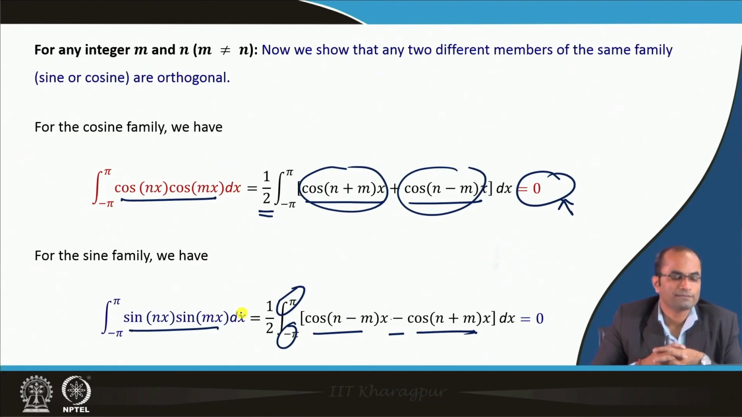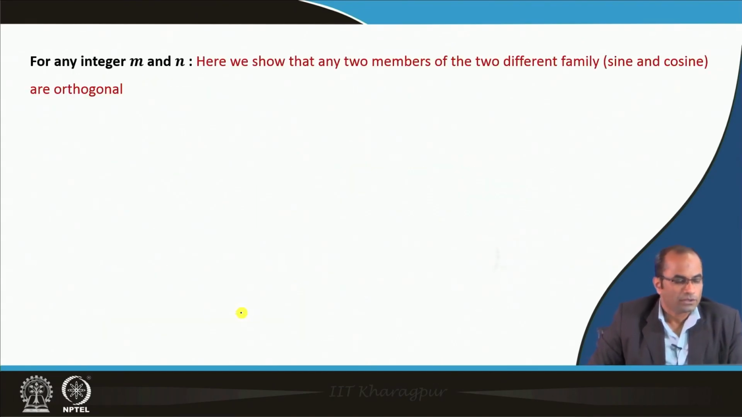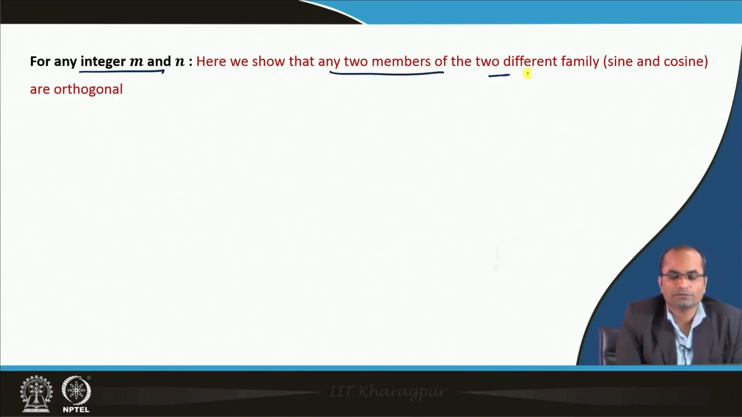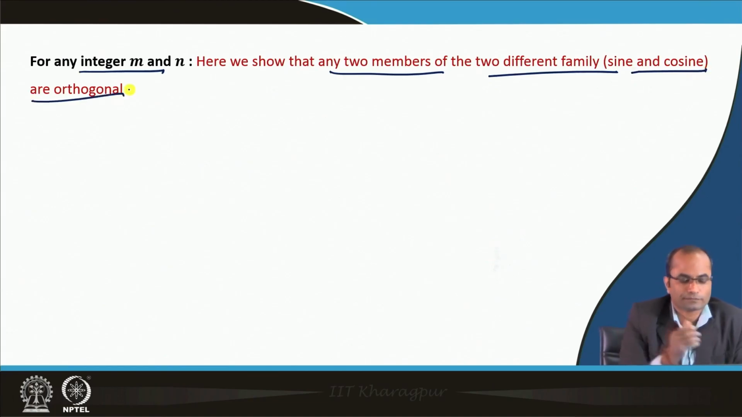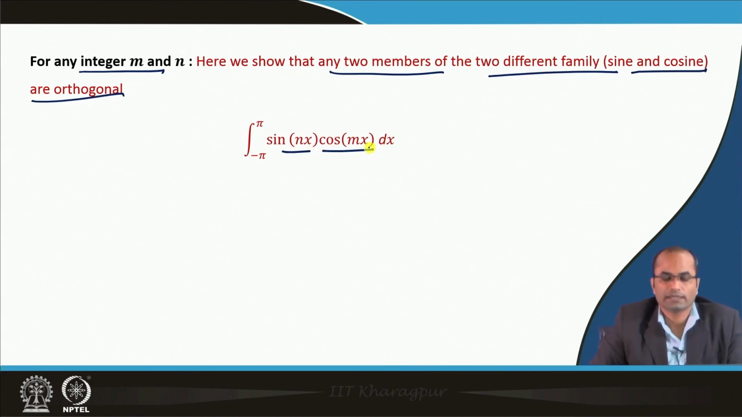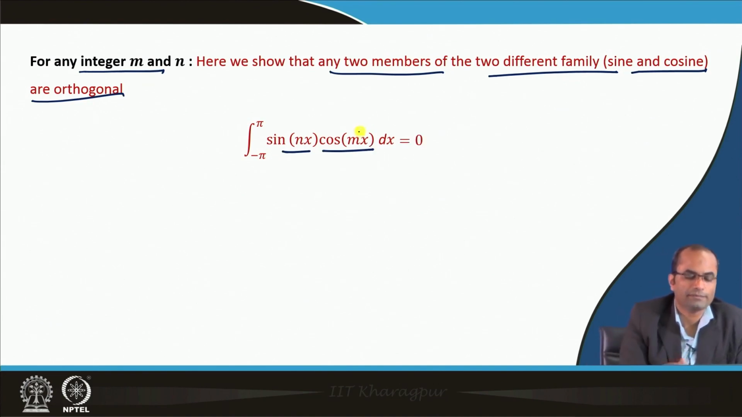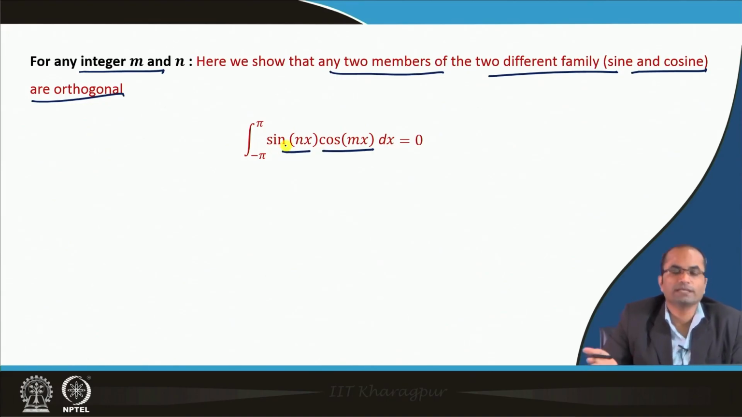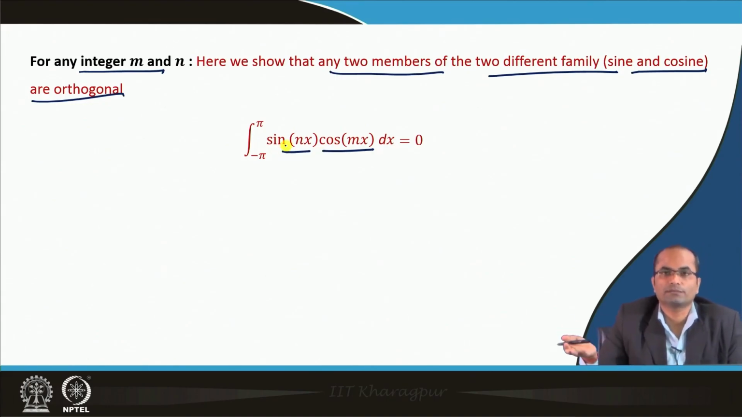So, what is left now, that for any m and n, if we take one member from the sine family, the other member from the cosine family, then what will happen? So, for any integers m and n, we will show now that any two members of the two different families, meaning sine and cosine, are also orthogonal. So, we take sin n x and then cos m x, two different members, one from sine, another from cosine. Here n and m may be the same, because the family is different. So, we can talk about sin x cos x.